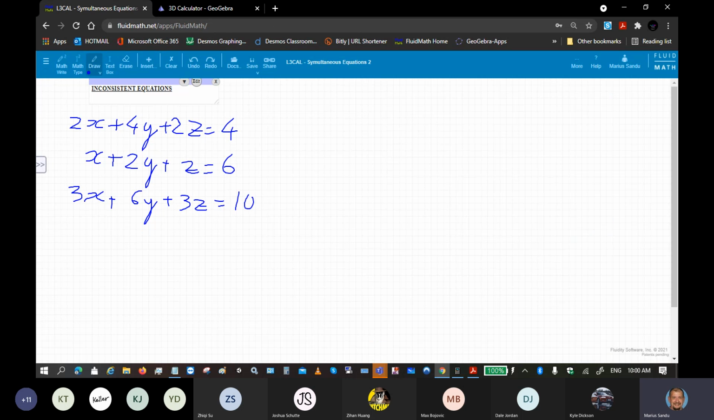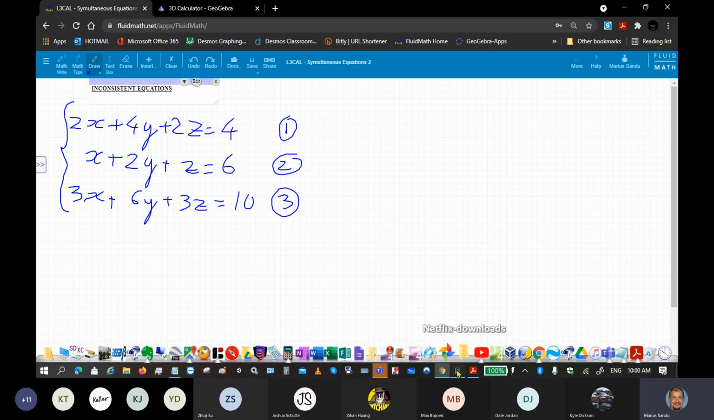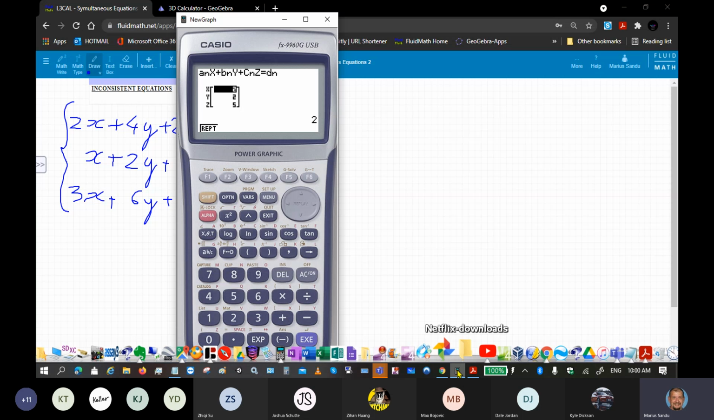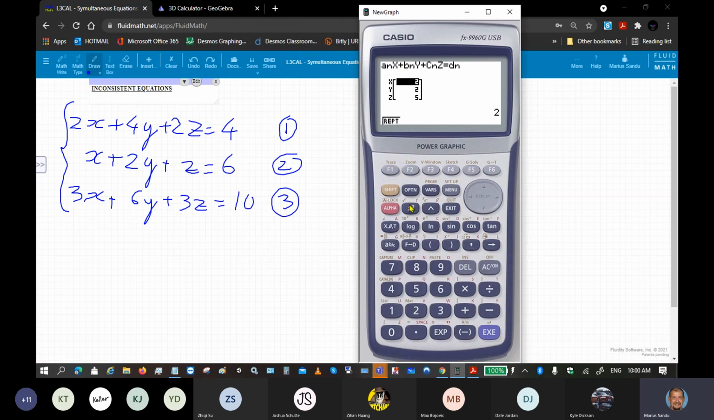Wonderful. So this is my system of 3 equations. This is equation 1, this is equation 2, and this one is equation 3. Now, the first thing I always need to check is if I can find a unique solution for this system, okay? And for that purpose, I just enter the coefficients. So I need to solve simultaneous equations.